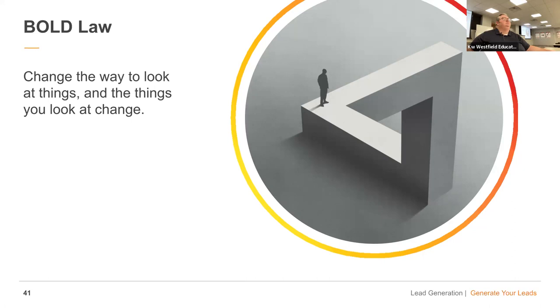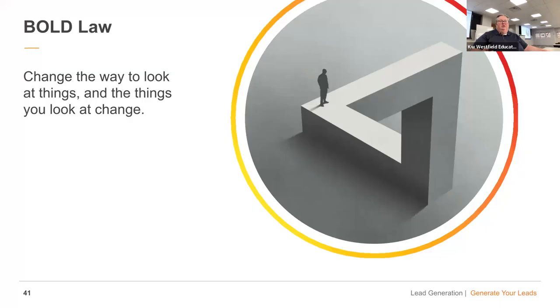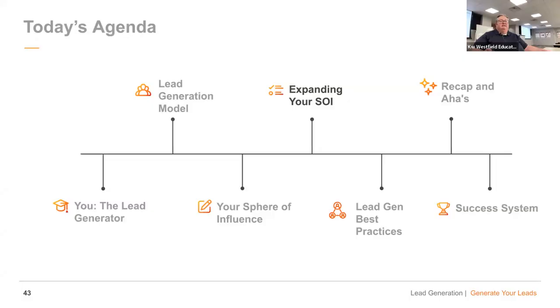So, yeah. Well, this has been invaluable. Really. You're welcome. So this is a bold law from Bold: change the way you look at things, and the things you look at change. Perspective is everything. It really is.